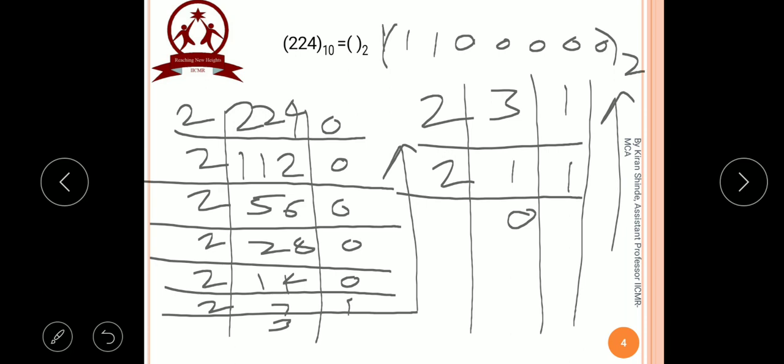Hope you have understood. Now any conversion will not end unless and until you understand the fractional conversion also. So in this video I am going to teach you how to convert a decimal number with fraction to its binary equivalent. So stay tuned.